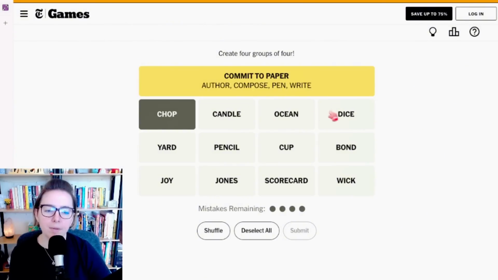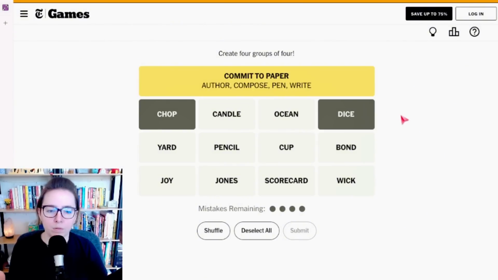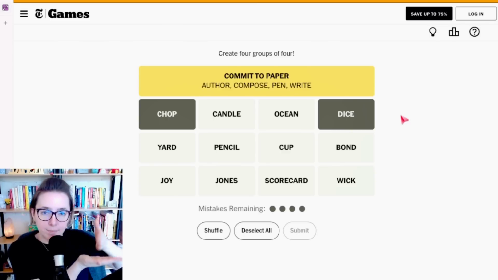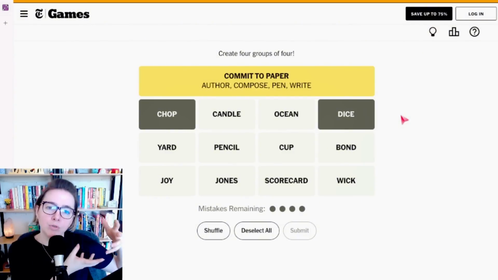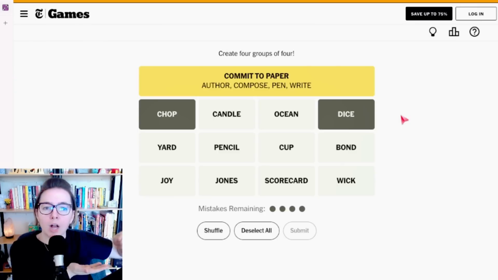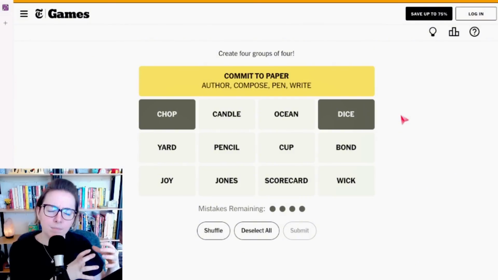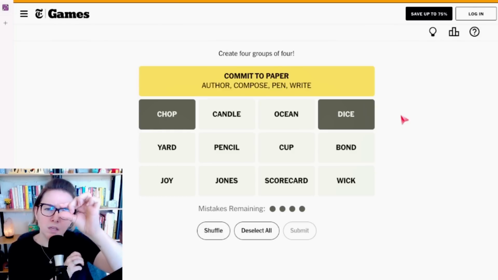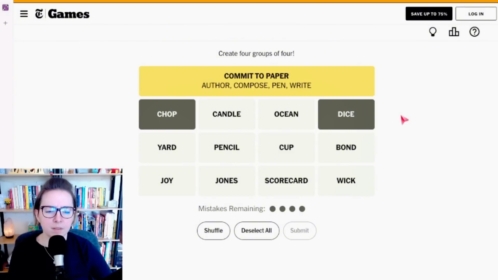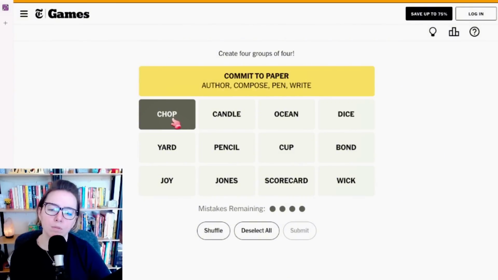Okay, chop and dice. These are both verbs as well. Chop is an action you do when you're cooking. When you want to cut something up into smaller pieces, you chop it. Same thing with dice. To dice something is to cut it into small cubes. That's to dice something. However, these two are connected, but I don't see two others. I don't see two other verbs that are about making something smaller. So I don't think these go together.